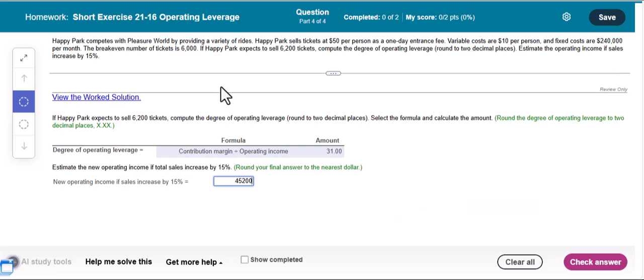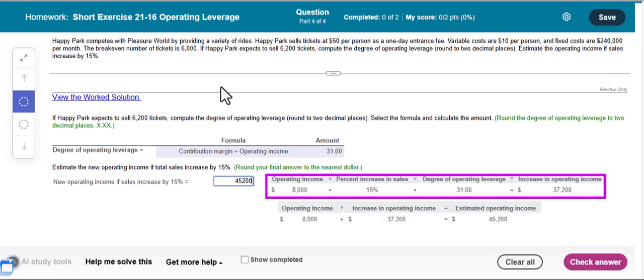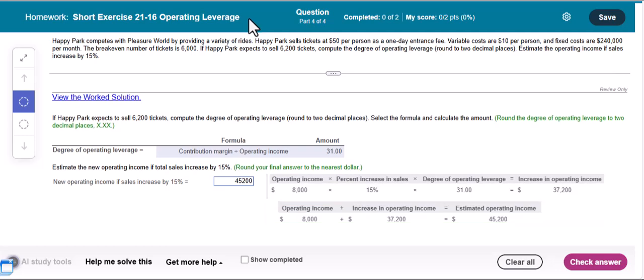So for an increase in sales by 15%, we take 15% times the degree of operating leverage times our operating income, which gave us our change in operating income. And then we add that back into the operating income, and that gives us that 45,200 here, the new operating income, which is our prediction of what will happen if sales increase by 15%. Business consultants make a lot of money using calculations like this. So this is pretty powerful stuff.